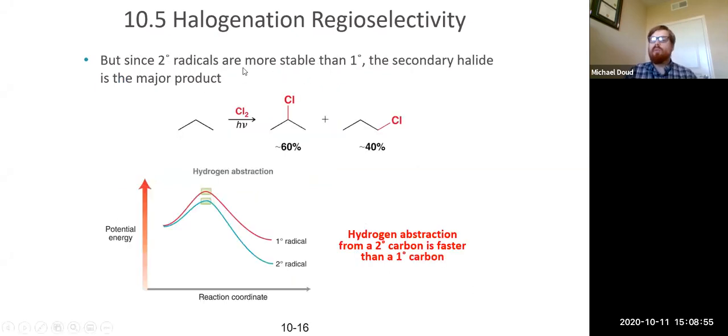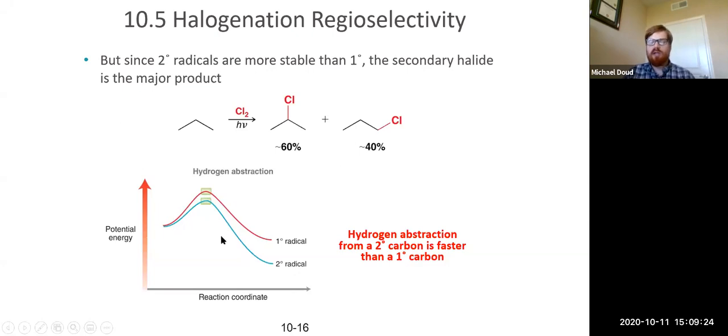So because the secondary radicals are just slightly more stable than the primary radicals, the secondary halide is going to be the major product at 60%, and the primary halide is going to be the 40% product here, so it's a minor product. But that's still not really a good distribution, right? If we're doing organic chemistry reactions, we want to have as high a percent yield as possible. And stomaching a 60% yield on a chlorination reaction kind of stinks.